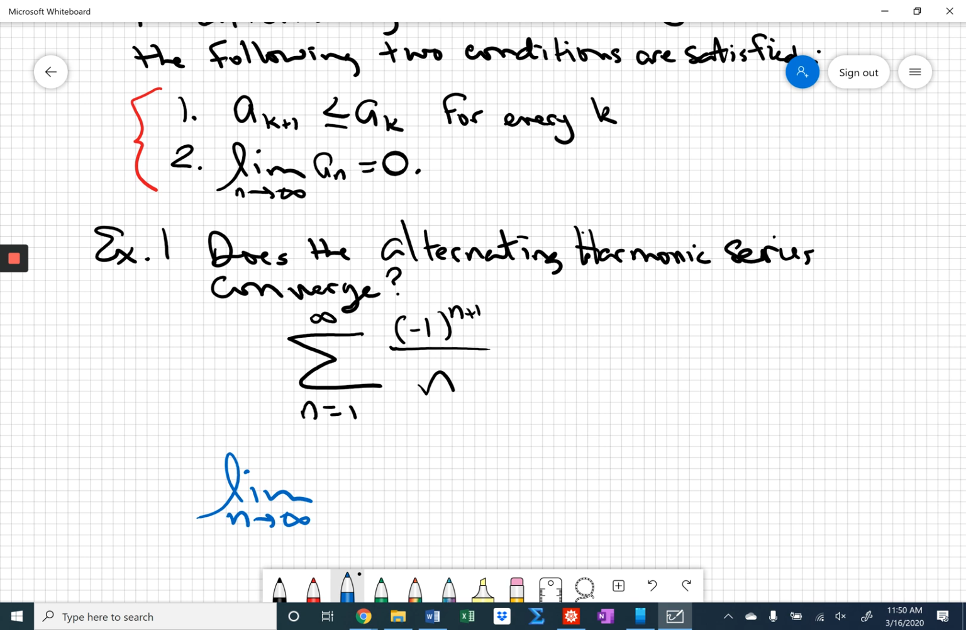Now remember, we are pulling out the magnitudes of the terms. So I'm ignoring the fact that it's alternating. So I'm just taking the limit as n approaches infinity of 1 over n.